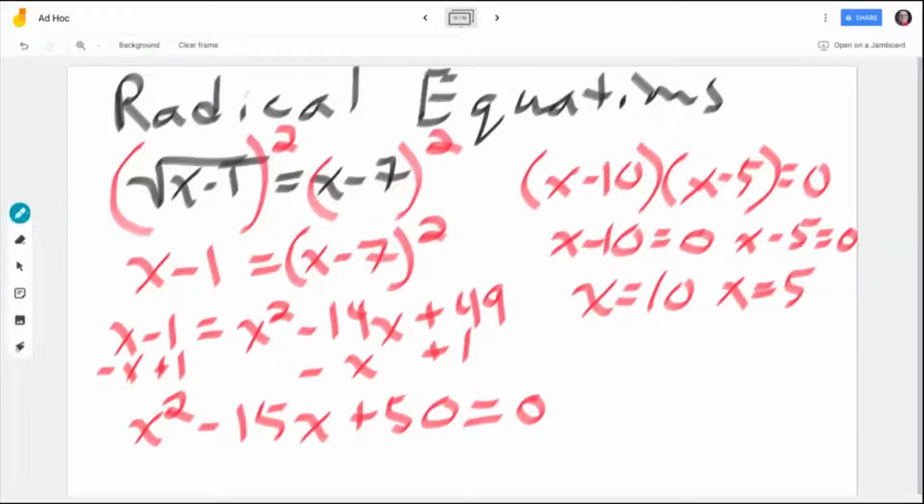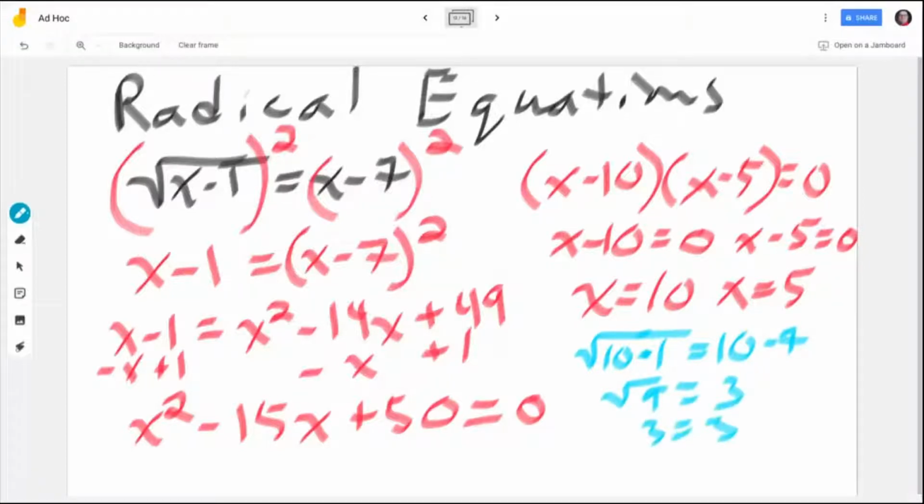So let's say I want to test 10. So I'm going to do the square root of 10 minus 1. I want to know if that's equal to 10 minus 7. Well, it's going to be the square root of 9 is equal to 3. Yep, 3 is going to equal 3. We're good to go. So 10 checks out. Put a little check mark there. It's cool.